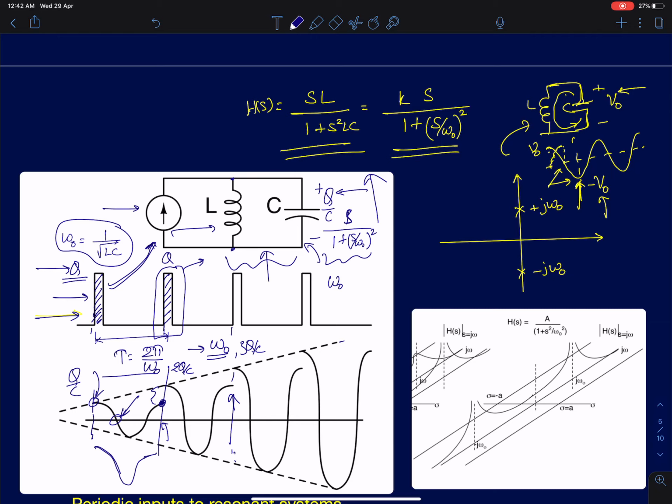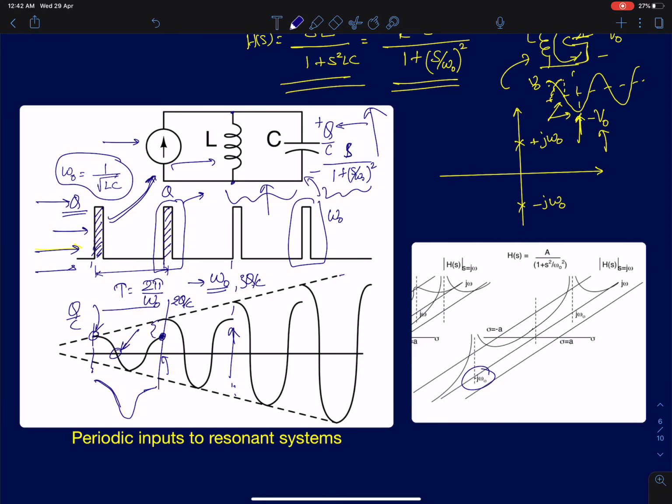As t tends to infinity, this current source would have delivered an infinite amount of charge, so the amplitude will also become infinity. Here we are applying a bounded input. The input is always bounded; it's a periodic signal with a bounded amplitude. But the output is growing unbounded. That's because the system has a pole at omega naught. The frequency response itself has a singularity at omega naught.